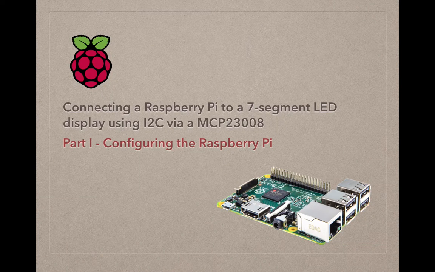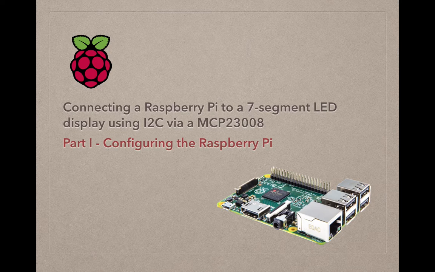Hello and welcome to my first Raspberry Pi video on connecting a 7-segment LED display via the I2C interface using a MCP23008 chip. I'm assuming here that you are already familiar with what the Raspberry Pi is and what the GPIO header on the Pi is. If not, I suggest you start with the excellent video explaining the GPIO controls and functionality from explainingcomputers.com. I have included a link to that video in the comments below.